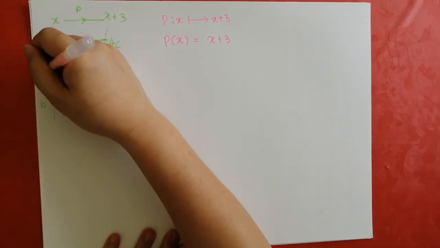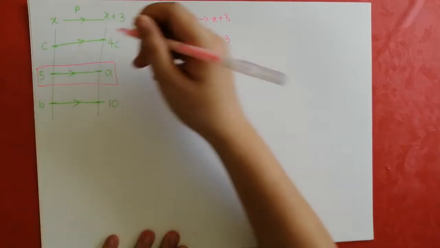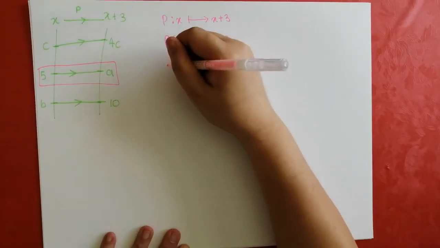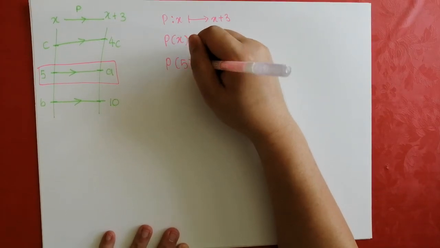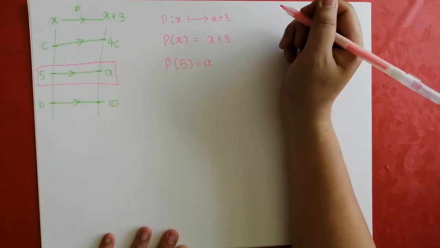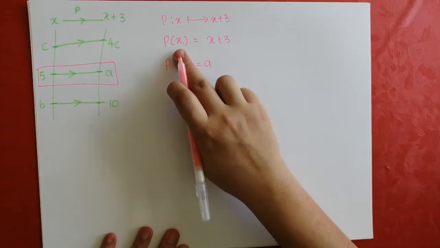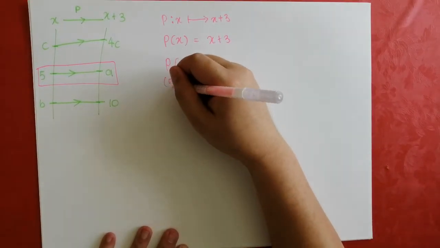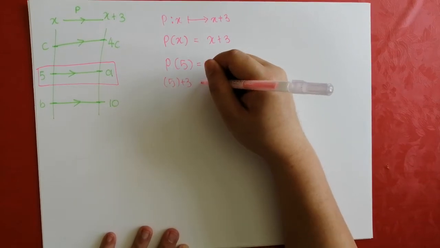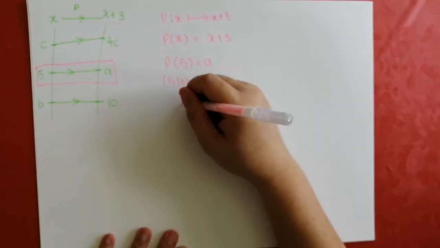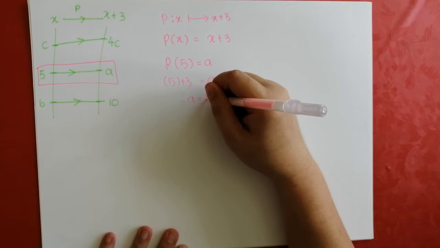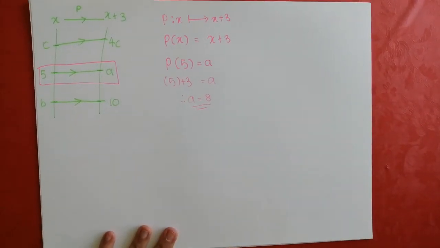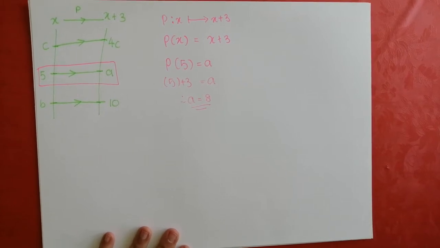Looking at that arrow diagram, x equals 5, which means that p of 5 is equal to a. P of 5 means your x becomes 5, so x plus 3 is 5 plus 3 equals a. From there, we can say that a is equal to 8. Then let's look into the second one.